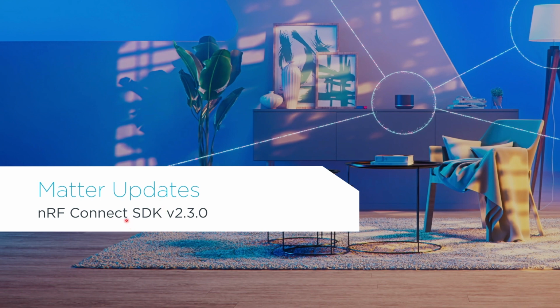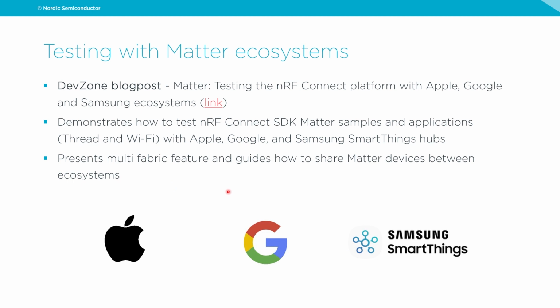So now we'll go over updates on Matter. One of the key value propositions of Matter is this interoperability between devices and also between ecosystems. And we know that this is something that customers are very interested in testing from day one when they get started with Matter. So we have released a blog post on DevZone, Matter testing the nRF Connect platform with Apple, Google, and Samsung ecosystems. You can find the link right here on this slide.